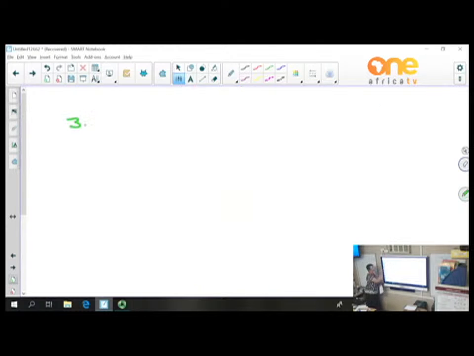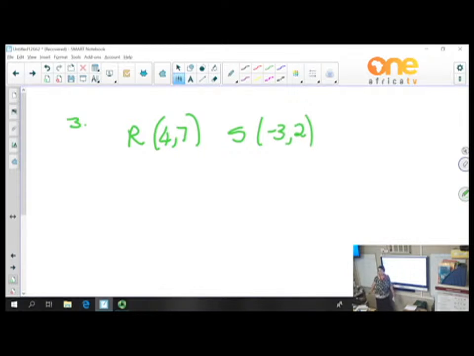Okay, and let's look at the last question, number 3 there. They also asked it in a very different way here. R is the point 4, 7. S is the point negative 3, 2. Okay, and now they want the third point T. That's what they want. But the information that they gave us is that RT is equal to ST. So the hint there at the bottom is let T be K,0. So they say T is K,0.